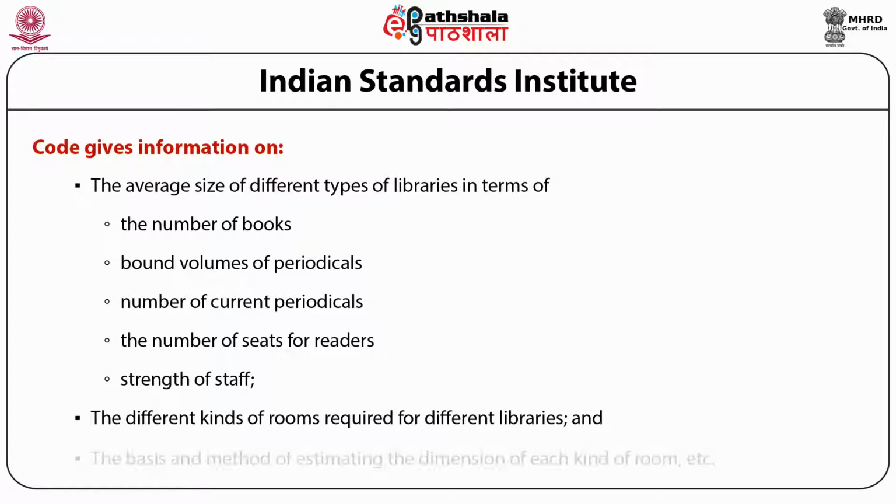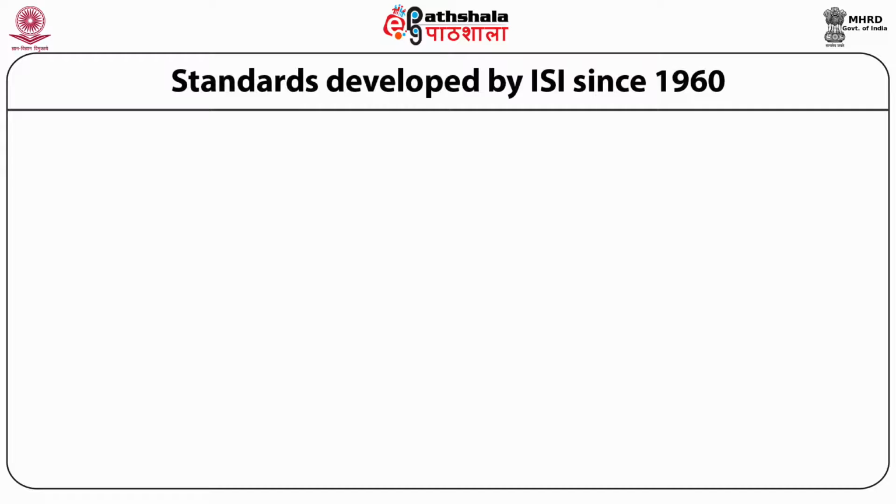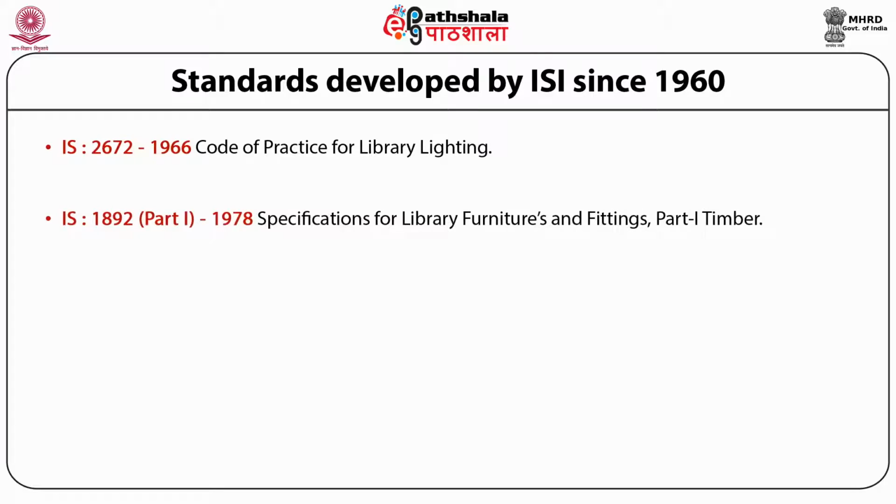And number three, the basis and method of estimating the dimension of each kind of room, etc. Since 1960, the following more standards have been developed by the Indian Standards Institution that are as follows. IS 2672-1966 Code of Practice for Library Lighting. IS 1892 Part 1 1978 Specifications for Library Furnitures and Fittings.